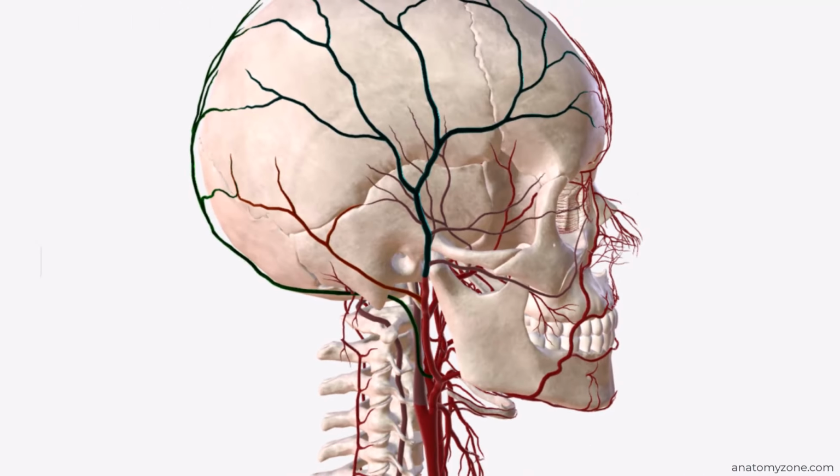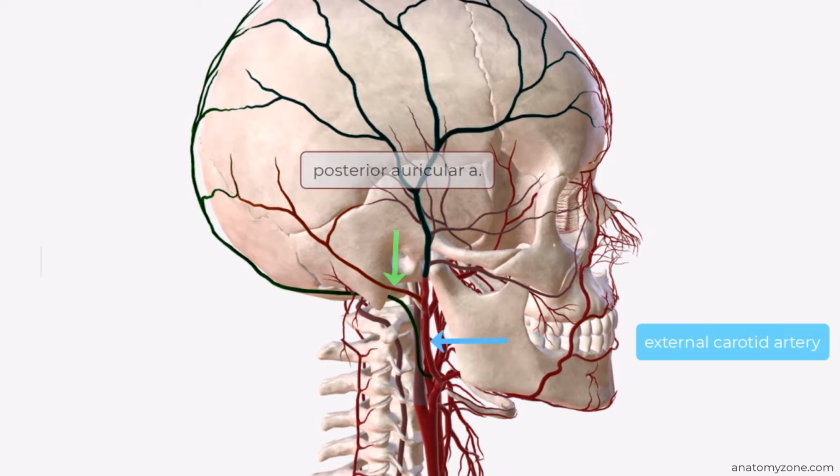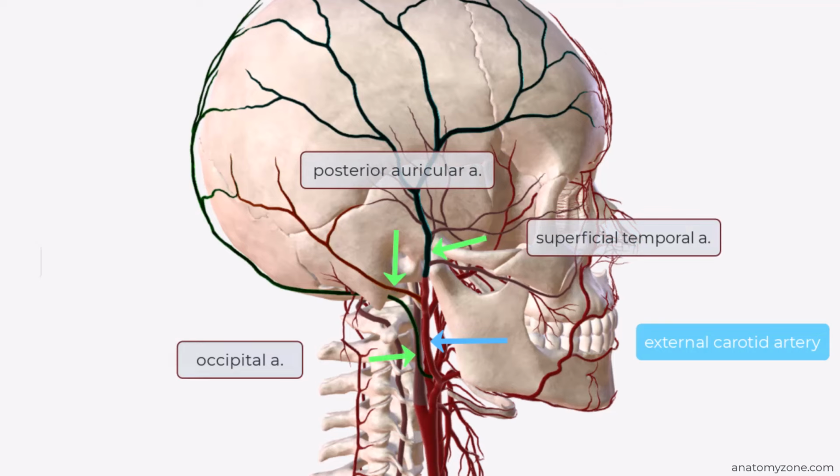And you've also got innervation provided by the auriculotemporal branch of the mandibular nerve, the third branch of the trigeminal nerve. The arterial supply to the auricle is from branches of the external carotid artery: the posterior auricular artery, the superficial temporal artery, and the occipital artery.